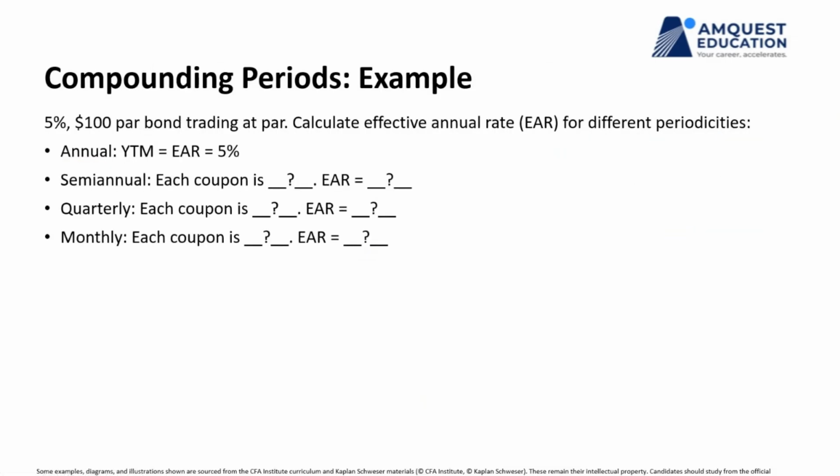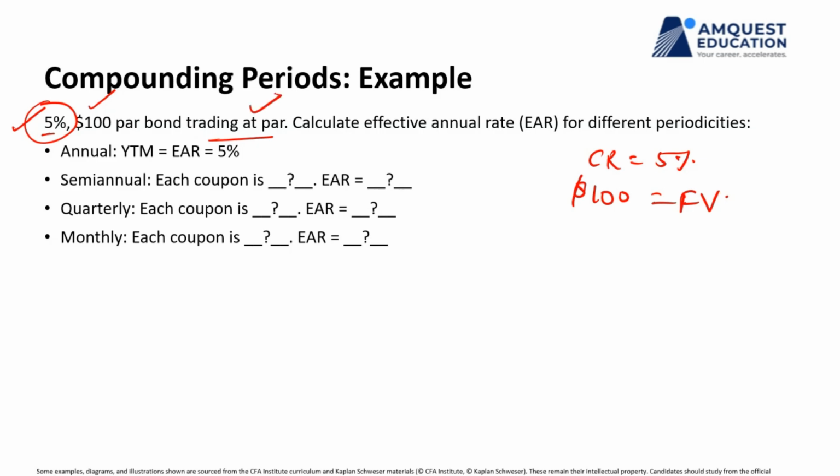Now, just a quick example to explain this concept better. It's a 5%, $100 par bond, trading at par, right? So the coupon rate is given as 5%. Whenever it says a 5% bond, that automatically means coupon rate. It is never YTM, so never confuse it with YTM. Whenever someone says a 5% bond, that 5% is the coupon. $100 has been given to you, that is the face value or the par value.